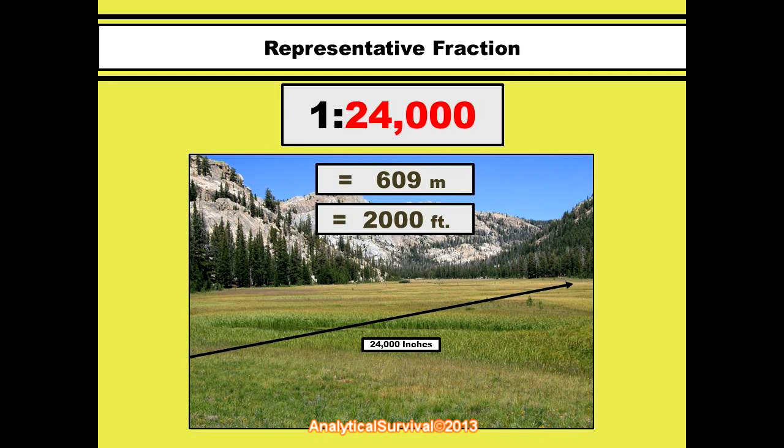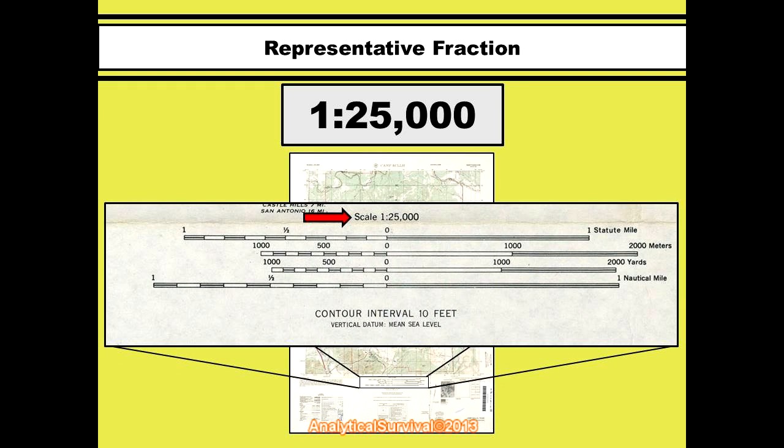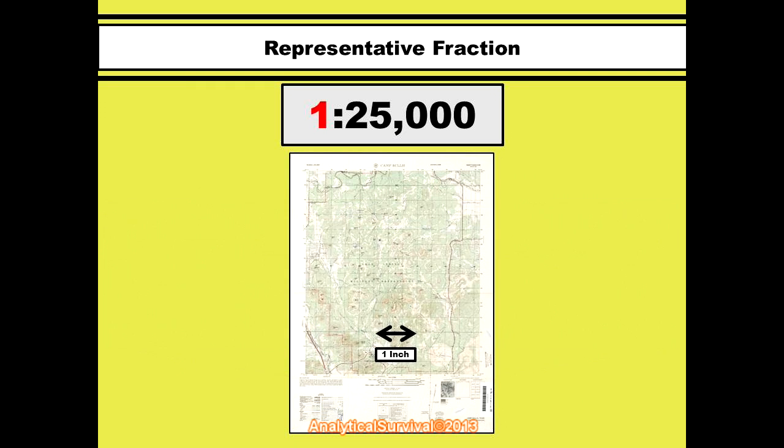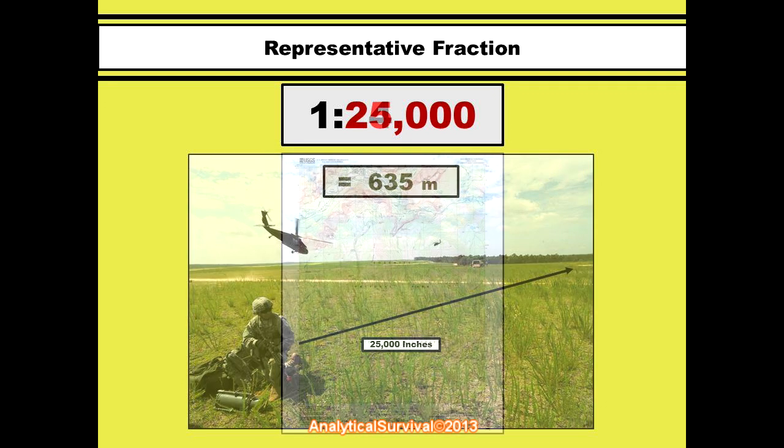And just to give you an idea of how far that is, 24,000 inches is equal to 609 meters or 2,000 feet. Now let's take a 1 to 25,000 scale map, which is very popular in the military. Once again, 1 inch on the map equals 25,000 inches on the ground, and 25,000 inches is equal to 635 meters. But realize this, because it's a little more encompassing than that.